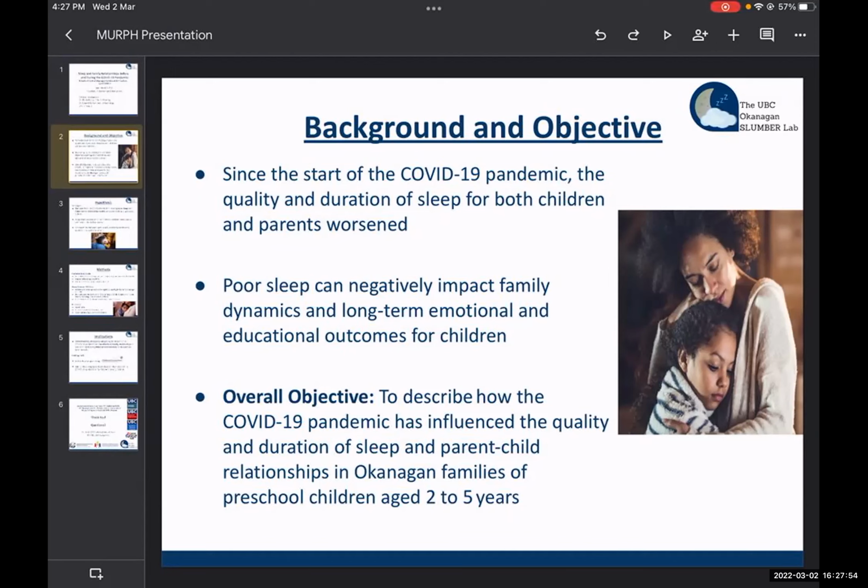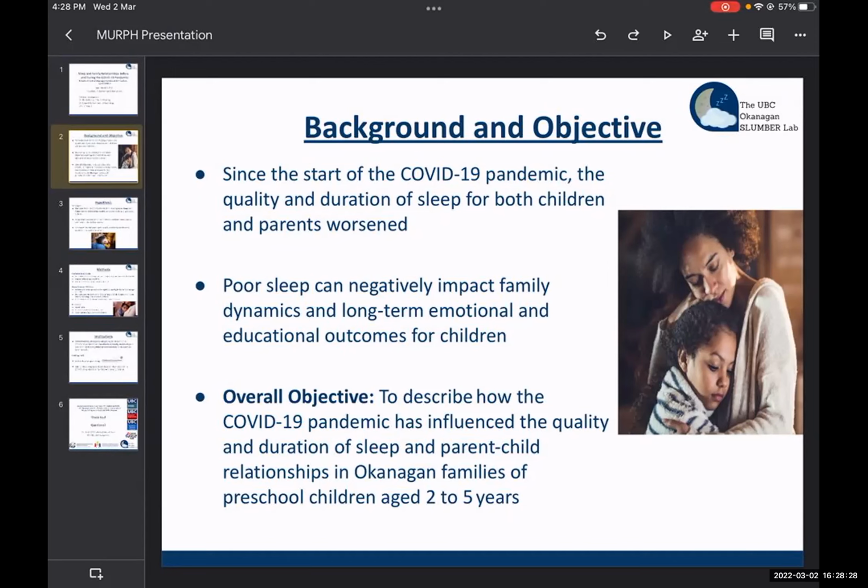This intro slide really tells you what the project is about. So you're talking about the COVID-19 pandemic affecting sleep, and why sleep can affect your family dynamics and emotional or educational outcomes. And then you go into the overall objective. The overall objective, you could make it shorter and more attention grabbing. That will be the main thing that everyone will look at to see what your project is about right away. Any other comments, everyone, before we jump into their next slide?